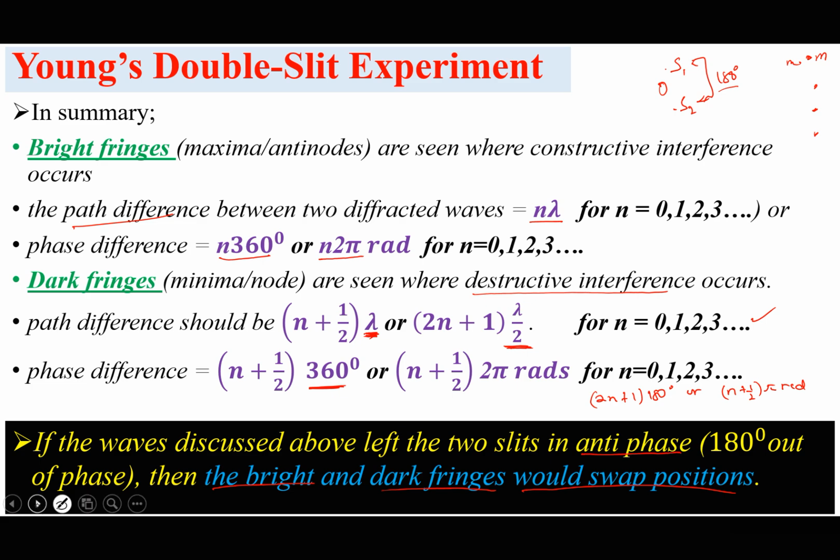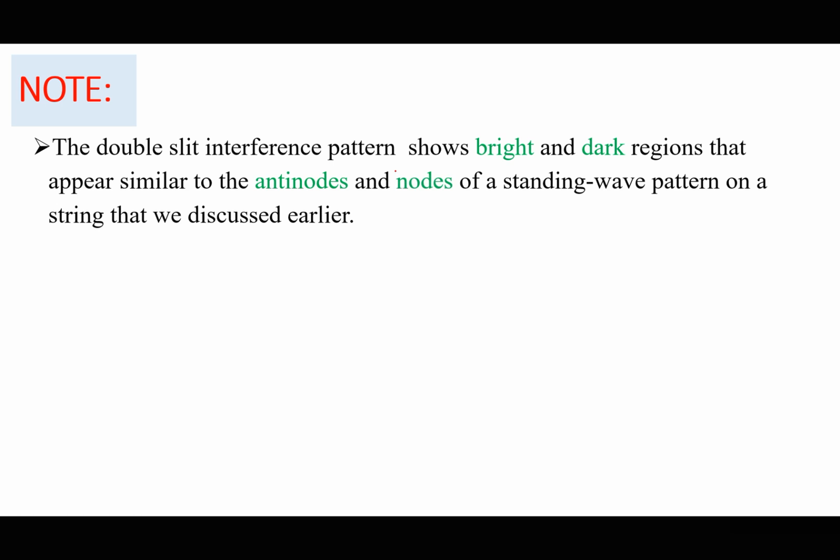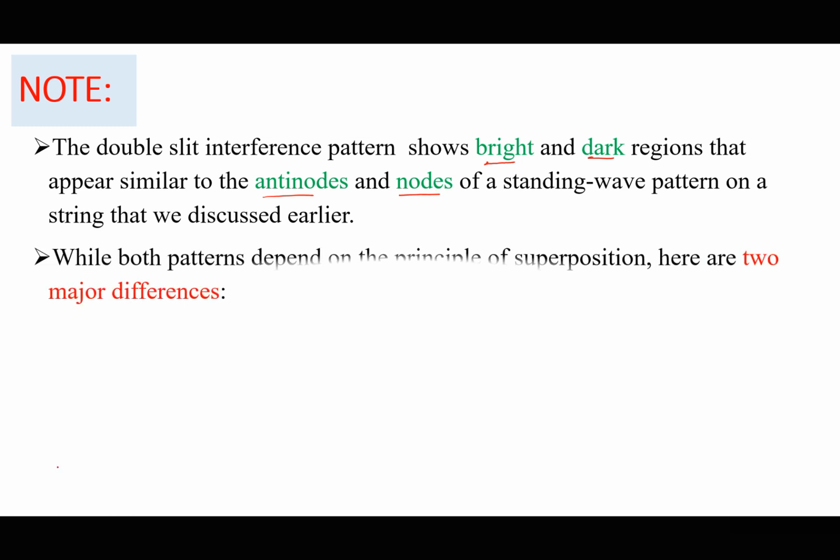A few things to note before we conclude this lesson. Note, the double slit interference pattern shows bright and darker regions that appear similar to antinodes and nodes of a standing wave pattern on the string that we discussed earlier on. While both patterns depend on the principle of superposition, there are two major differences we need to talk about. There's a difference between the bright and darker fringes for light, and the antinodes and nodes for standing waves. What is the difference between these two?